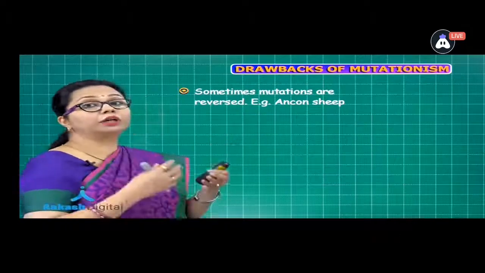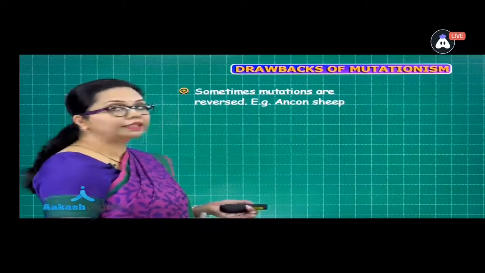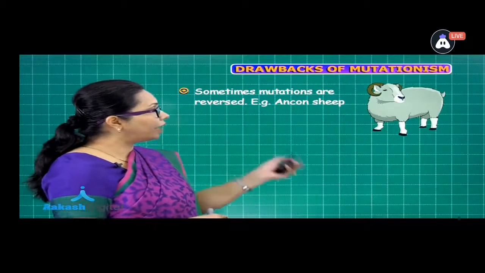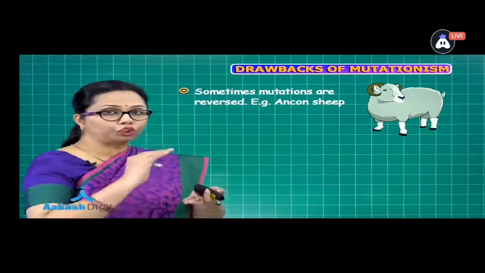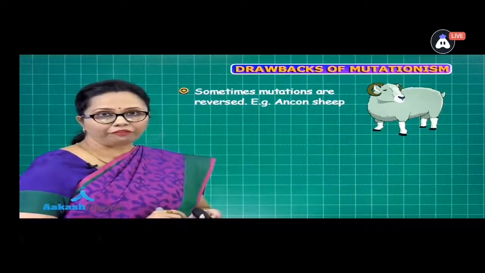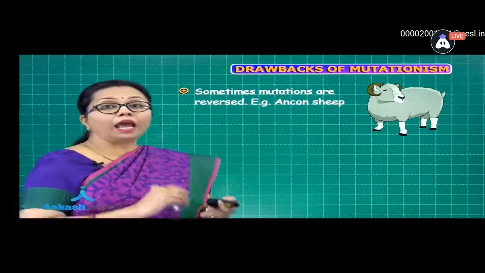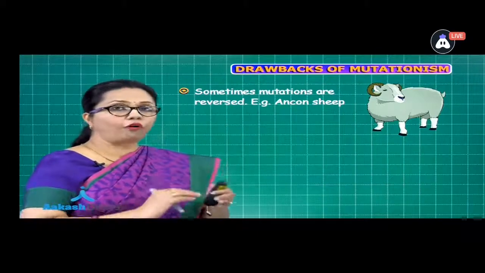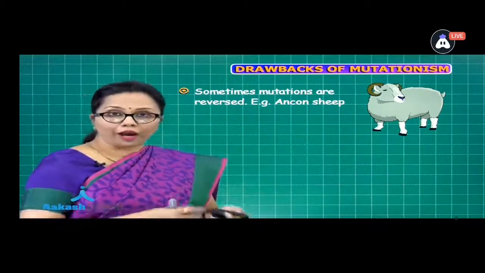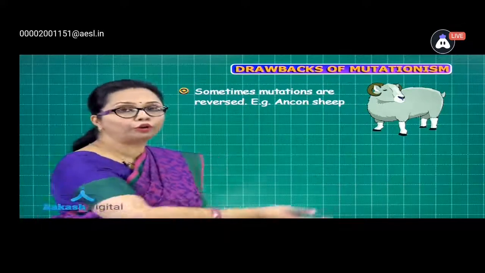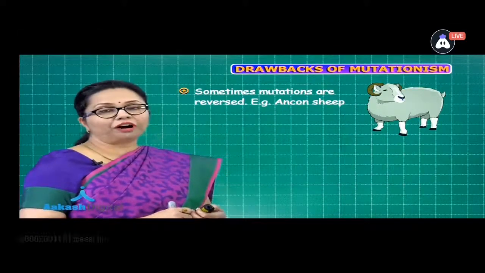And sometimes the mutations get reversed. One of the best examples we have is the Ancon sheep. Now this Ancon sheep was a short-legged sheep, so the size of the legs was shorter than what normal sheep have. This was born at a farm in the USA, and the farmer thought that if all his sheep were short-legged, that would be very useful. Why? Because they wouldn't be able to jump out of the fence. So that was a desired trait according to the farmer.